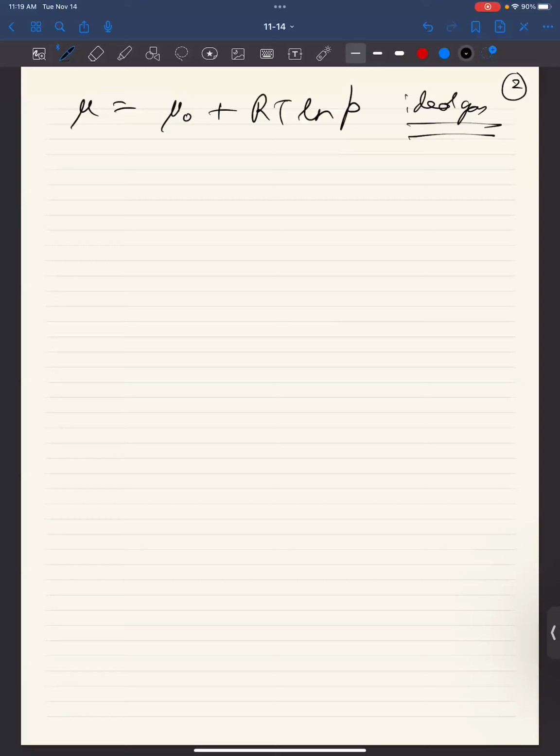For a real gas, we use fugacity. That makes things complicated. And then for fugacity, we have to measure excess volume and things like that, right? So there is a way around.